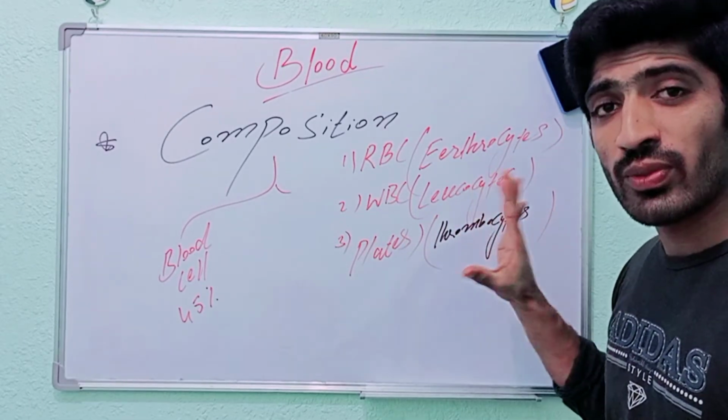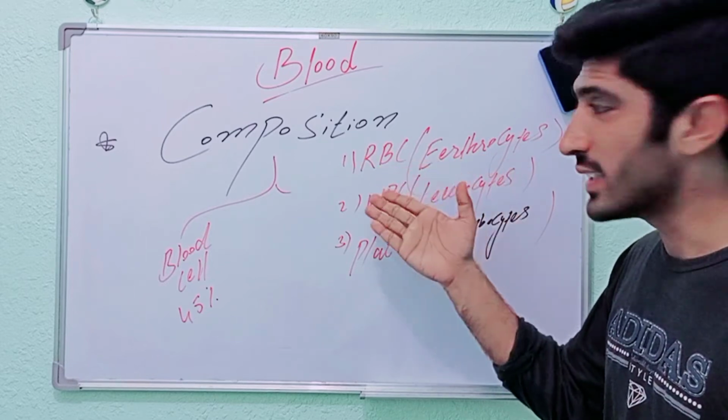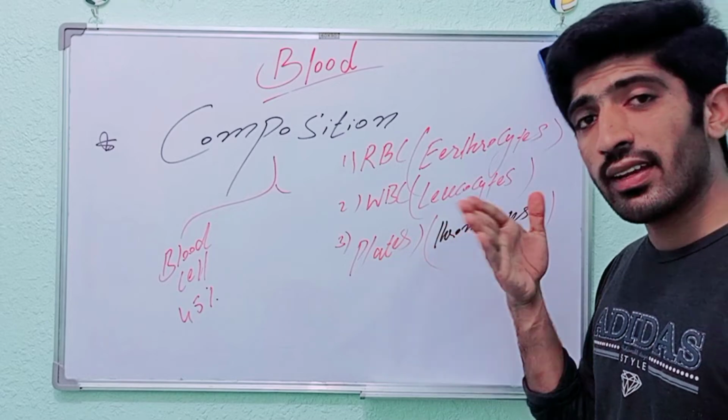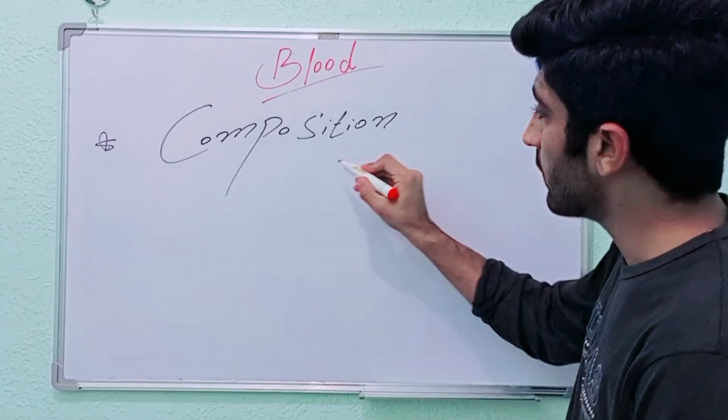We will discuss in the next videos one by one in very big detail red blood cells, white blood cells, and platelets. We will discuss in the next lecture in very big detail. After that is plasma.